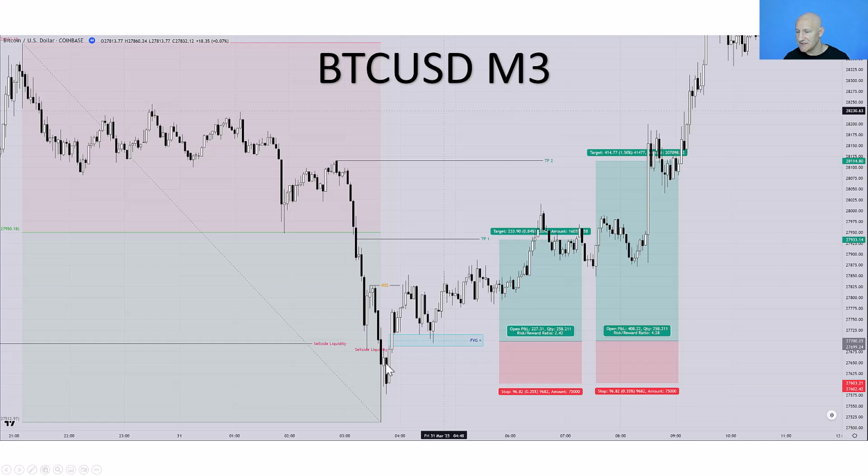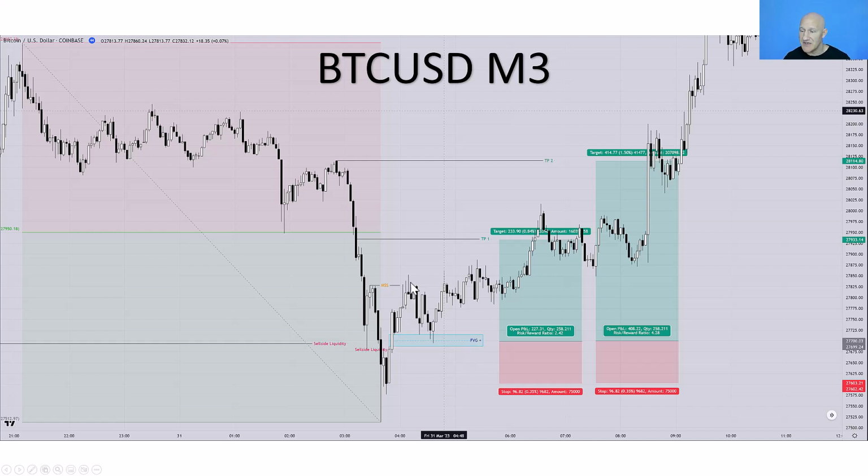So we take out the sell side liquidity again. You can see in this example, we get a strong displacement once we get that second sweep of liquidity. So the price displaces upwards here. You can see we get our market structure shift on this move. And in the displacement leg, you can see we have our bullish fair value gap just here in blue.